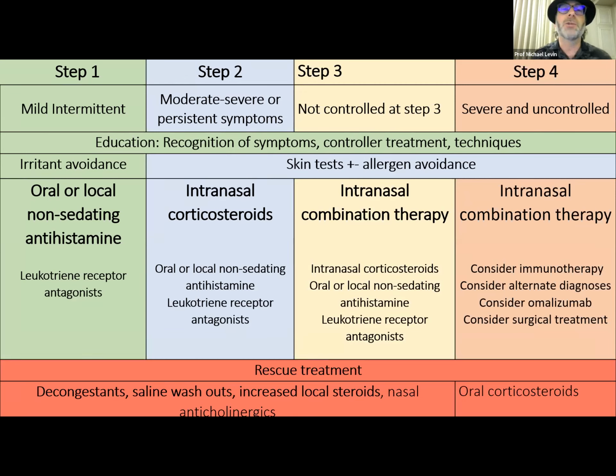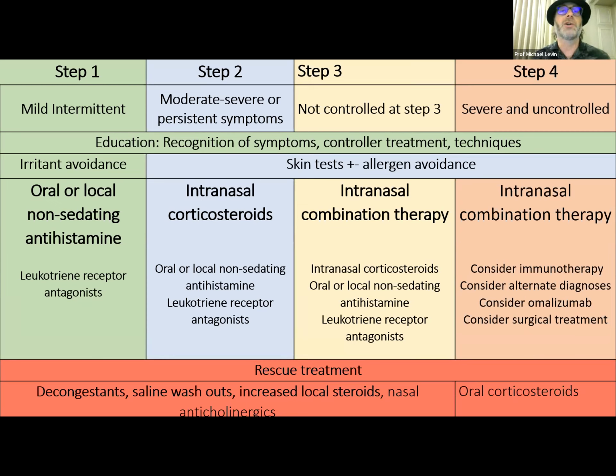This is the most recent guidelines for the management of allergic rhinitis. You can see on the left-hand side in green, there's mild intermittent allergic rhinitis, where you do that basic education. You avoid all of your irritants, and you can use an oral or a local non-sedating antihistamine. And if that doesn't work, or if you prefer, and if you have concomitant diseases that could be treated with a leukotriene receptor antagonist, such as asthma, you could use that as an alternative therapy.